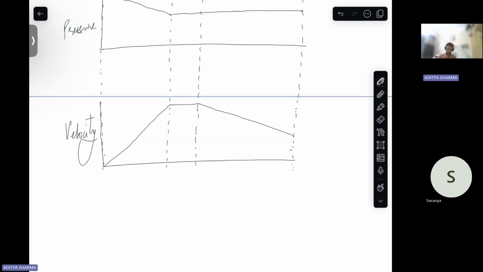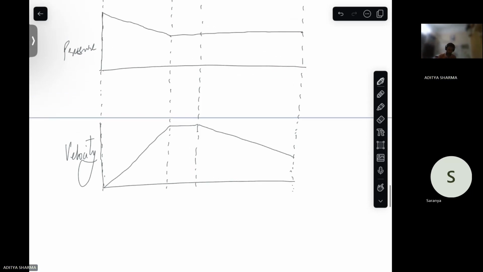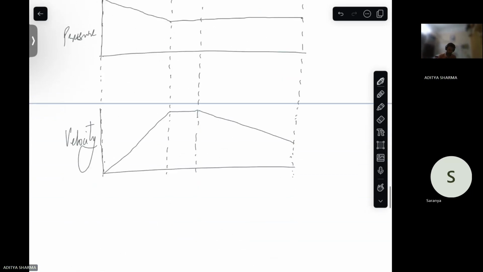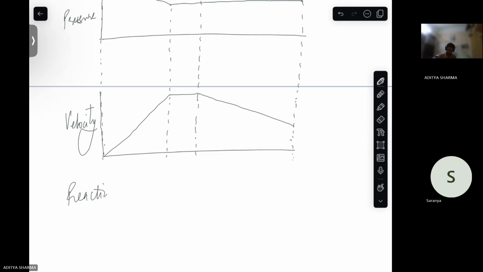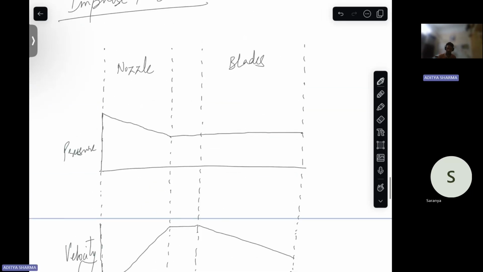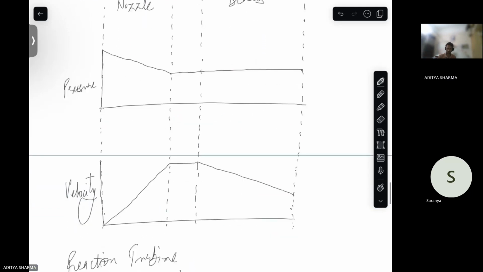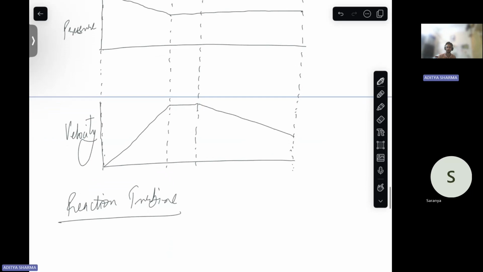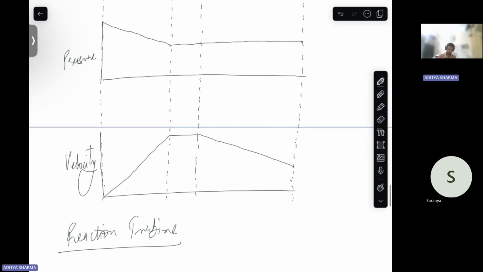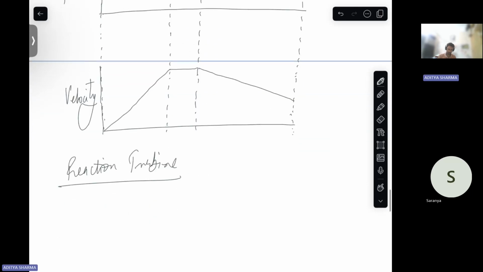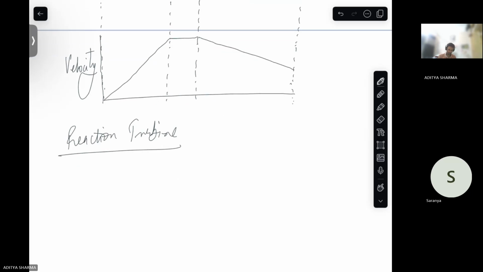But if you see your reaction turbines, there is pressure drop across your moving blades also. So fixed blades in case of reaction turbines work as nozzles only, where you have your velocity increase and the pressure decrease. So reaction turbine basically is a mixed section of your pressure drop and your velocity drop.